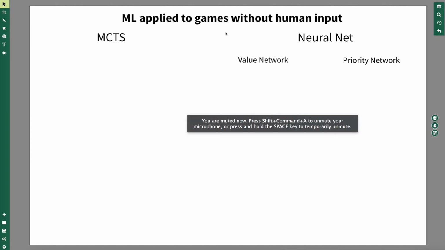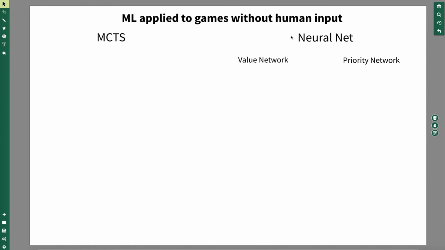Machine learning applied to games without human input. The way that this works generally is you have a neural network, and it works in conjunction with MCTS, which is short for Monte Carlo search tree, to play random games and use the results of those random games, or games played at random, in order to train the neural nets.